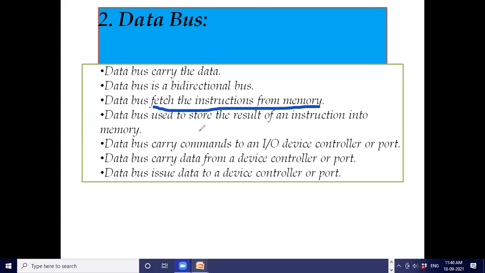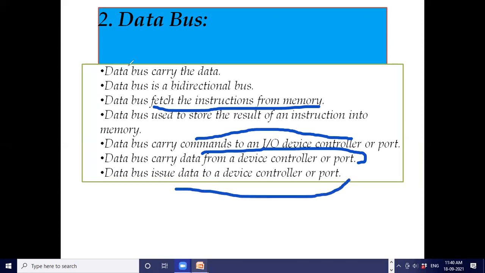It is used to store the result of an instruction into memory. It carries commands to an input-output device controller or port, and it carries data from a device controller or port, and it issues data to a device controller or port.